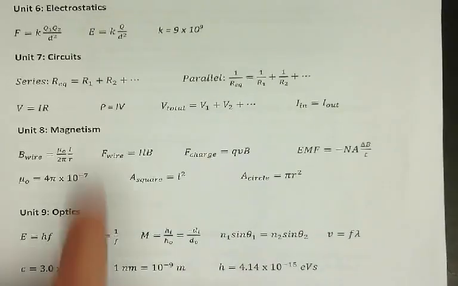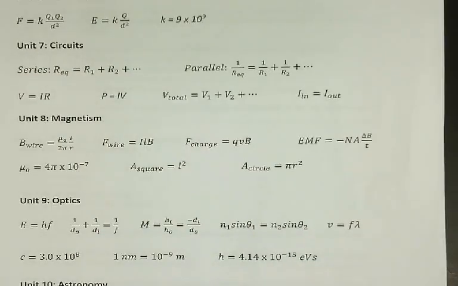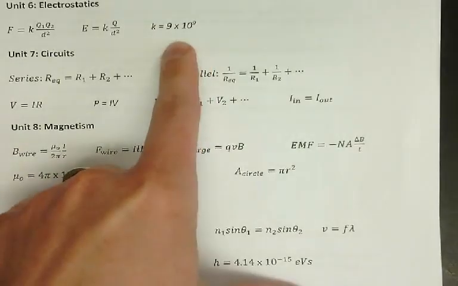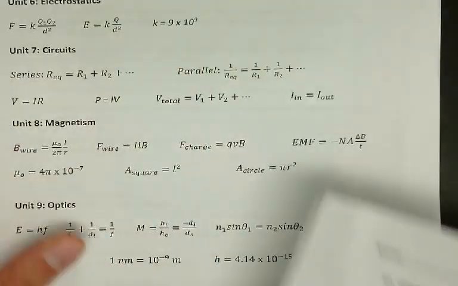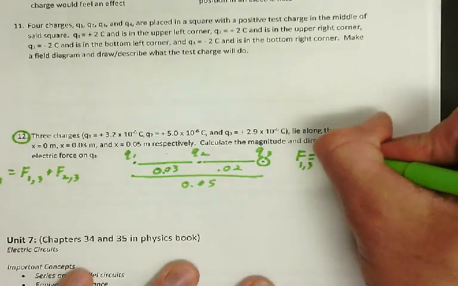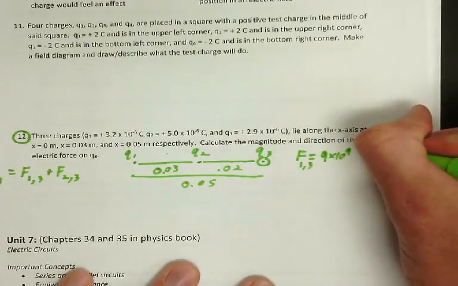Yeah. So this is the equation we're using. This is the force acting on charges. F equals k Q1 Q2 over d squared. k is a constant, so you don't have to memorize it. I'll give it to you. It's 9 times 10 to the 9th. So we would do 9 times 10 to the 9th times, I am going to run out of room.